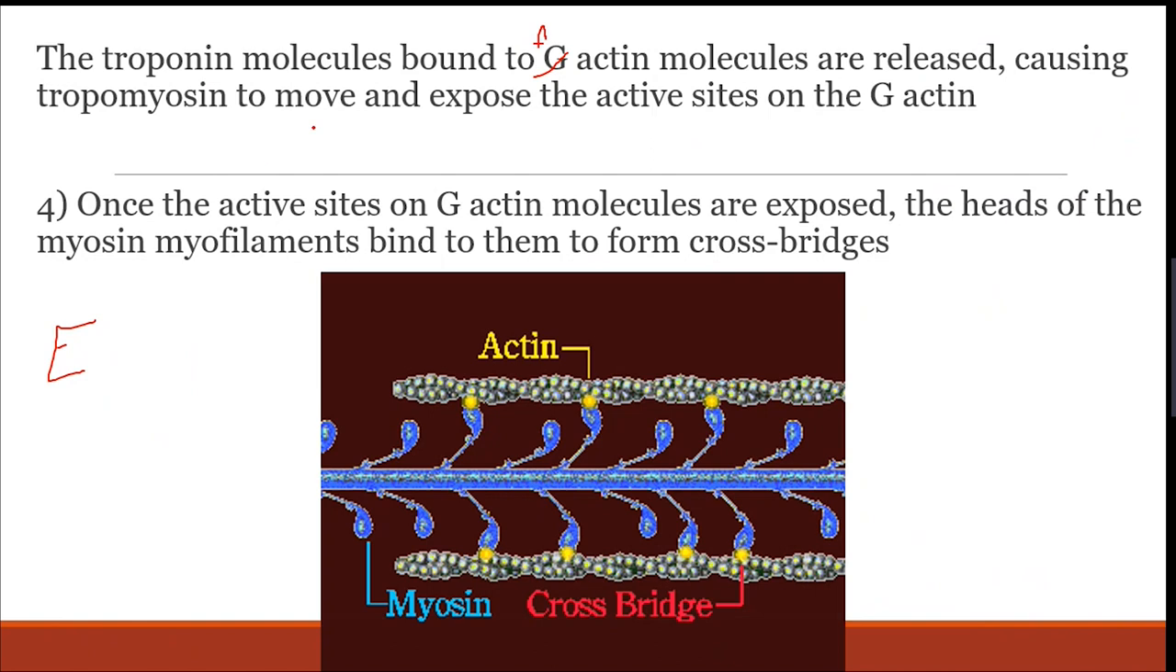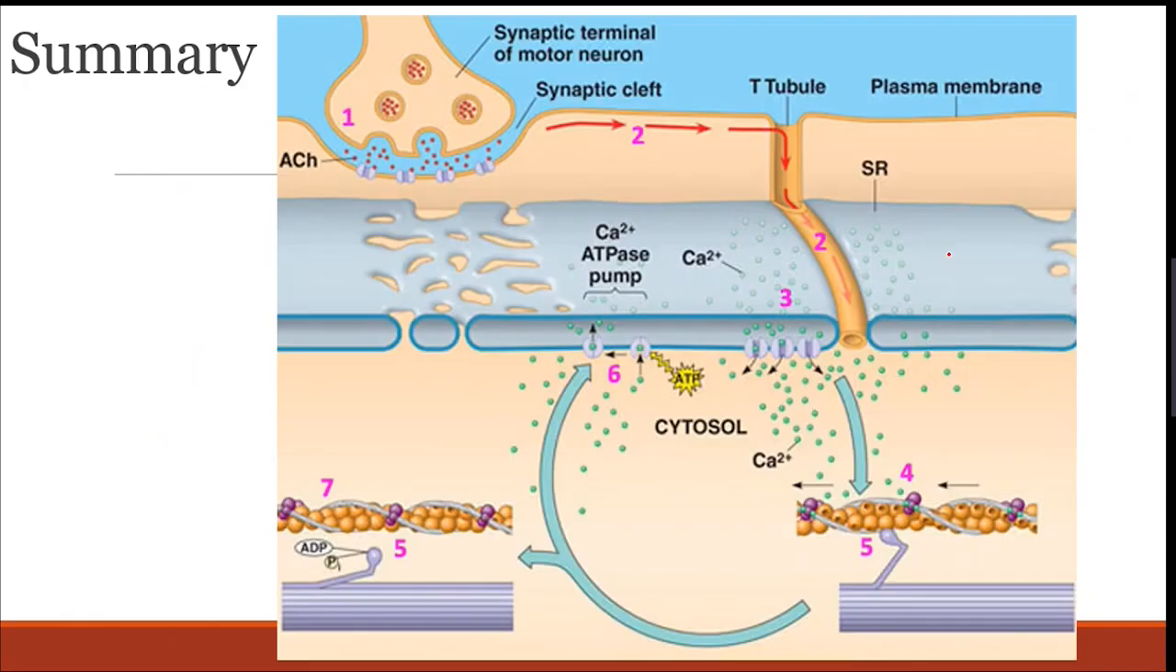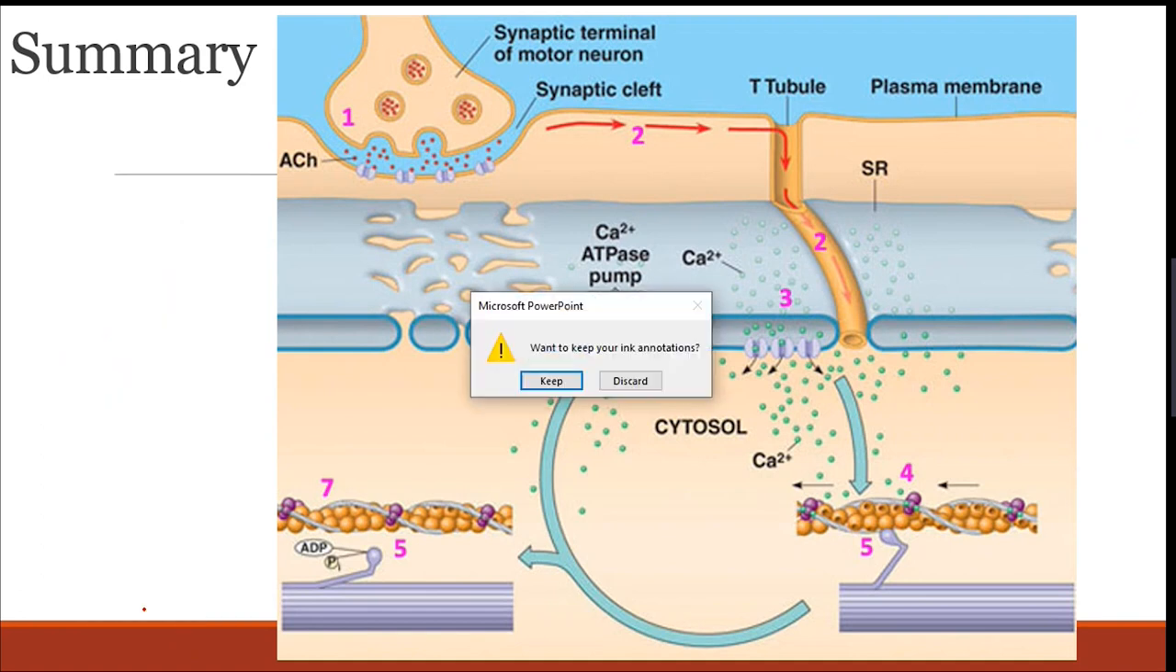So once the troponin moves, it causes the tropomyosin to move and expose the active site on the F or G actin. Once the active sites on the F or G actin are exposed, that allows the myosin to form cross bridges. That's it. That's your answer to the essay question. So again, in your own words, and like I said, y'all, from the ones I read first, the essay questions looked pretty good. So you either got it right or you got it wrong. It was that kind of thing.